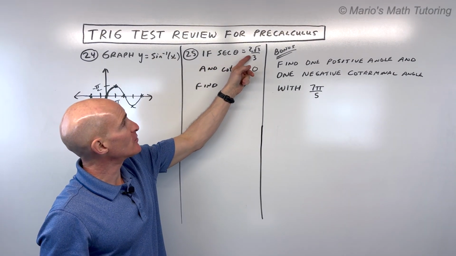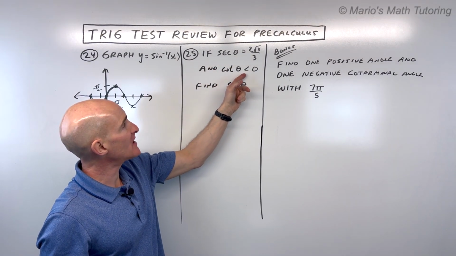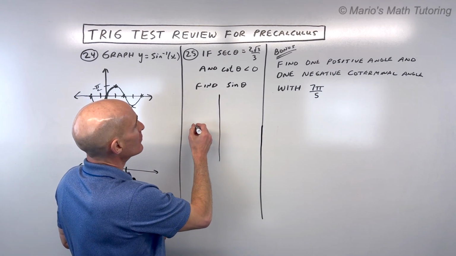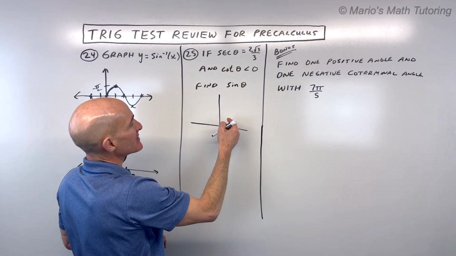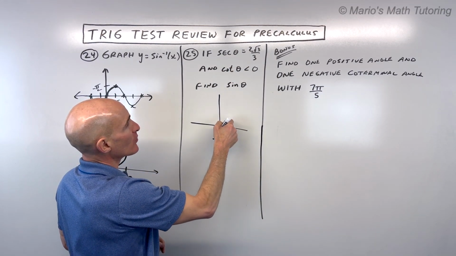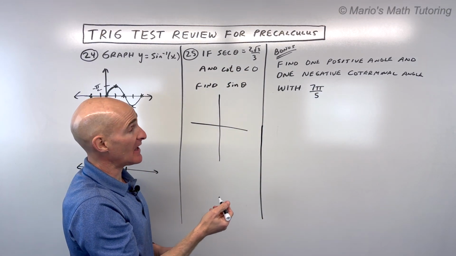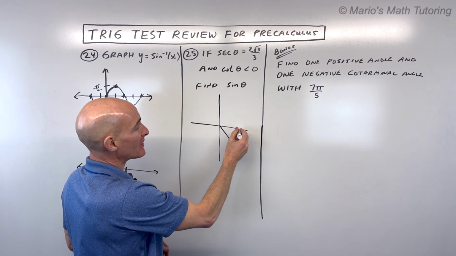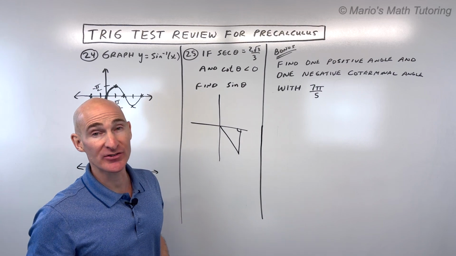If secant of theta equals 2√3/3 and cotangent of theta is less than 0, find the sine of theta. So where is secant positive? That's going to be in the first and fourth quadrants. Where is cotangent less than 0, meaning negative? That's going to be in the second and fourth quadrants. Looks like we're overlapping here in the fourth quadrant, so that's where our angle is going to be.